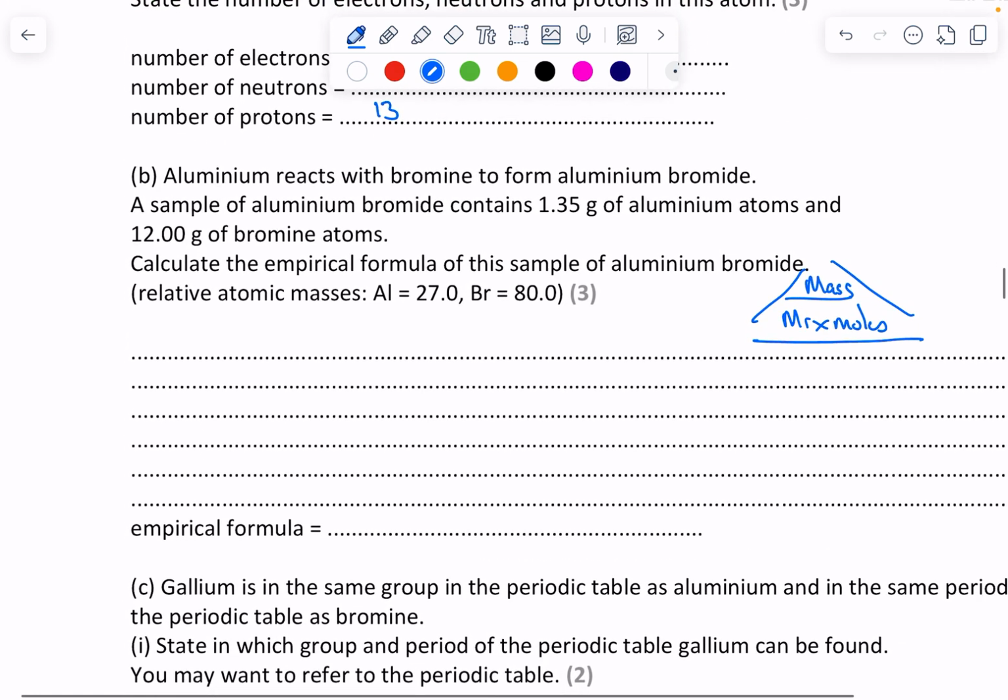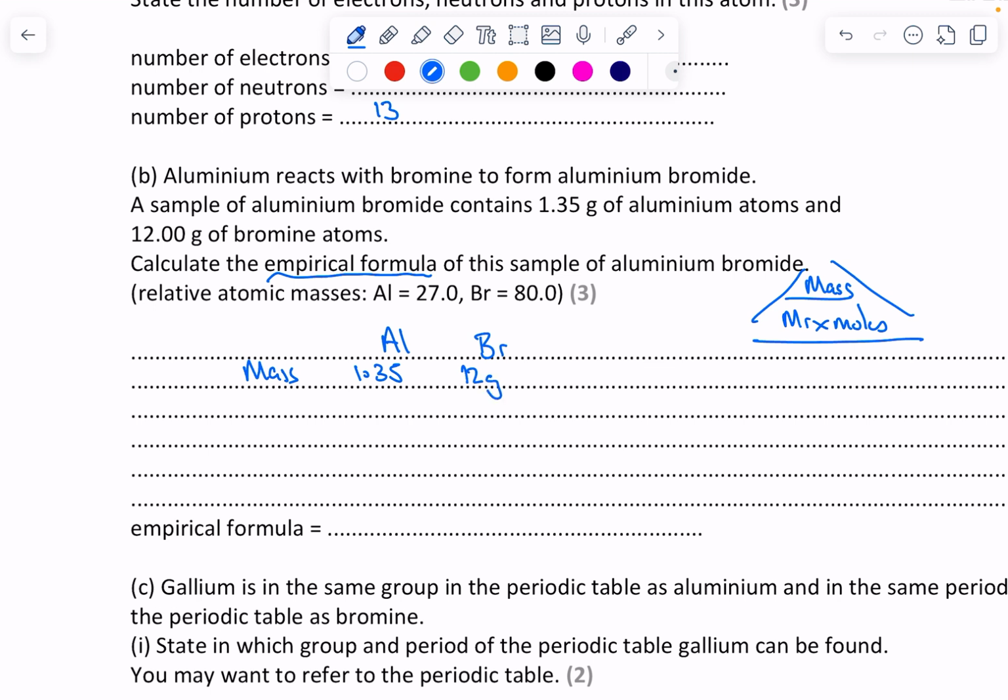Next one, we've got some information here, and it says calculate the empirical formula. So to calculate the empirical formula, if you remember, what we have to do is we use our Mr Moles triangle, and let's go through those steps. So we have aluminium, and it's reacting to form aluminium bromide, okay? It says the sample contains, so the mass of the aluminium sample contains 1.35 grams and 12 grams of bromine.